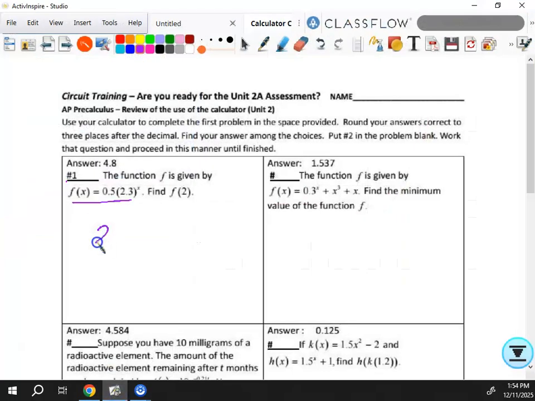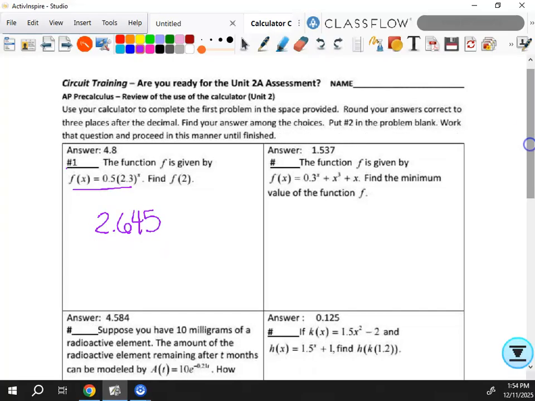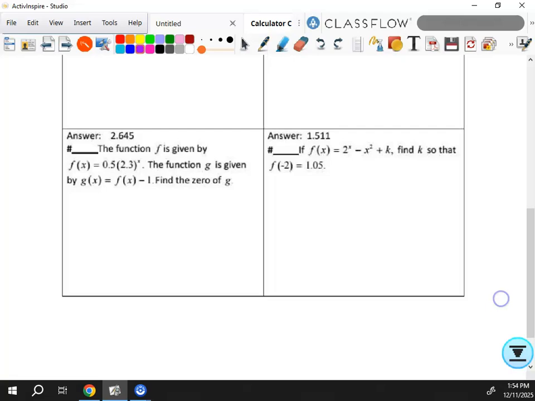Okay, so this is 2.645. Then you look at all the answers on all the other questions, and you find the one that says the answer is 2.645. If you can't find it, then your answer is wrong. This is a self-checking worksheet. So I can find 2.645. It's right here. That makes this number 2.